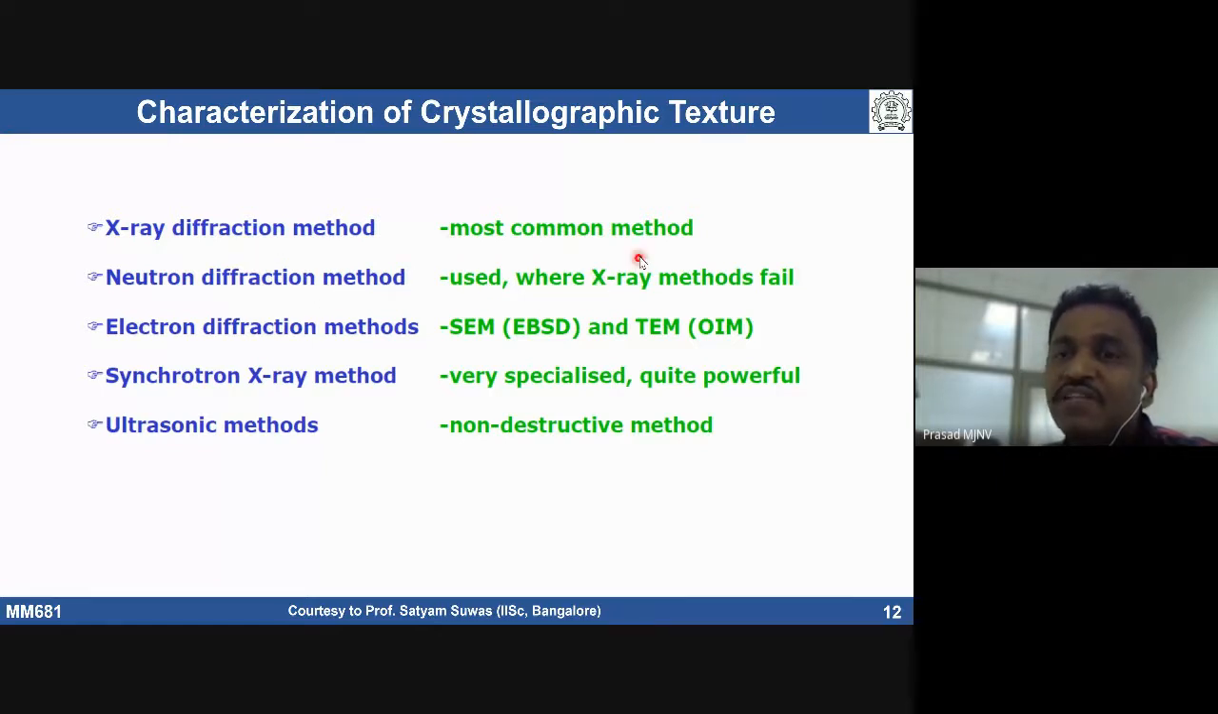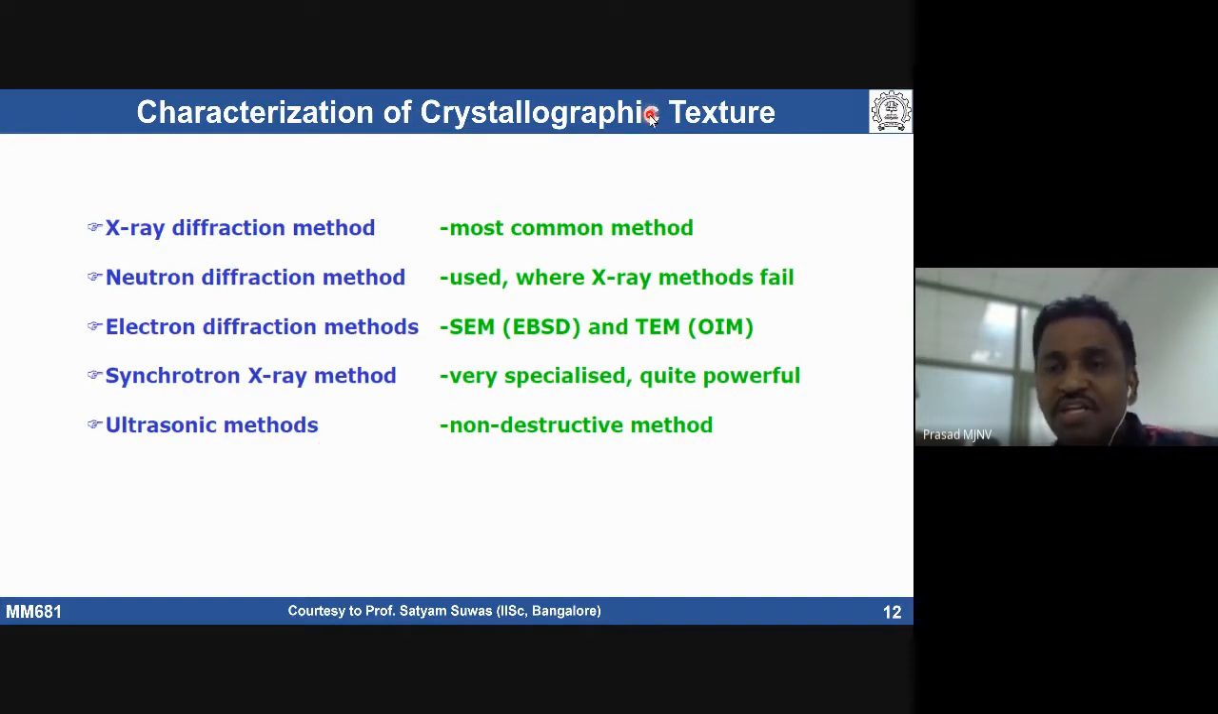Neutron diffraction is used only when there is a problem with X-ray diffraction for some materials, for example when the peaks are very close by. In that case, we do use neutron diffraction. Electron diffraction can also be used, EBSD and TEM. Synchrotron diffraction is very powerful, but it is very costly. We don't have the synchrotron facility everywhere, but the penetration is greater and we can get more information from it. Ultrasonic methods are used just for qualitative purposes. Not much literature exists, but on very few occasions people could figure out the difference in the wave, because the wave is different depending on the texture of the material. So based on the wave change, people could establish the texture in the material.